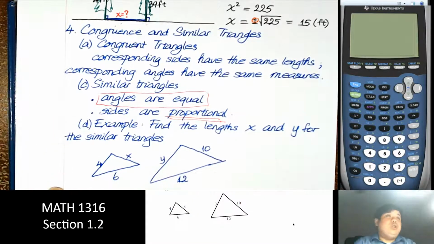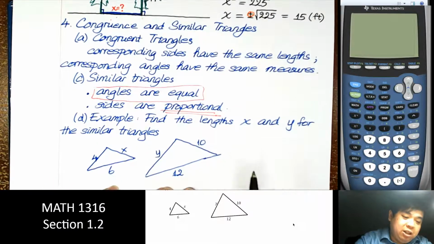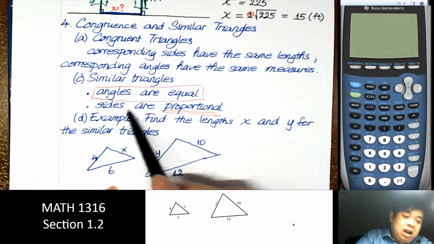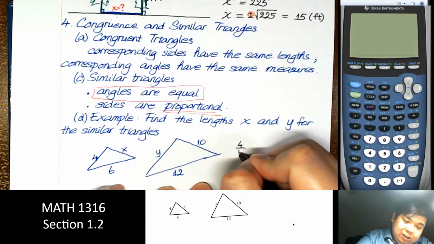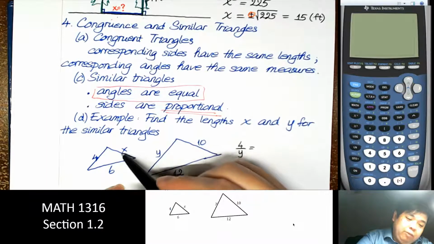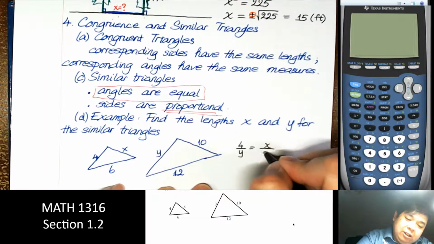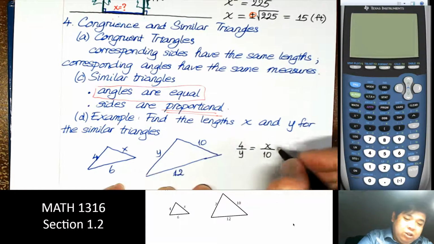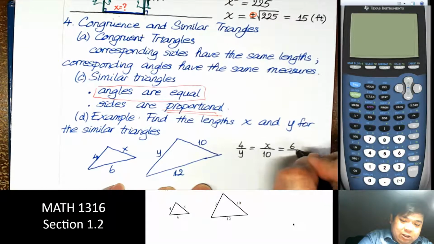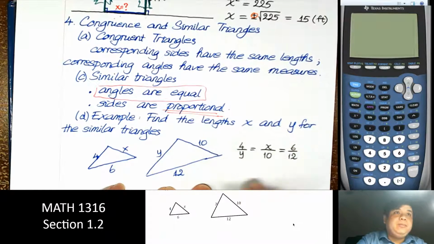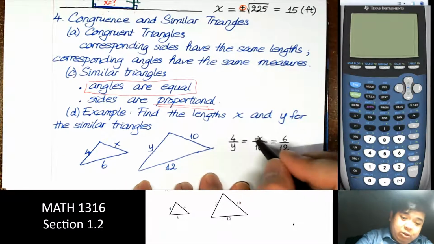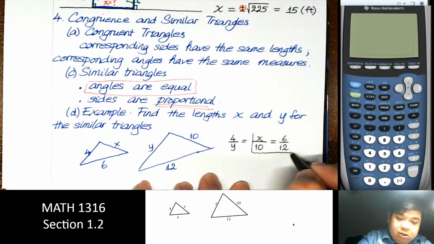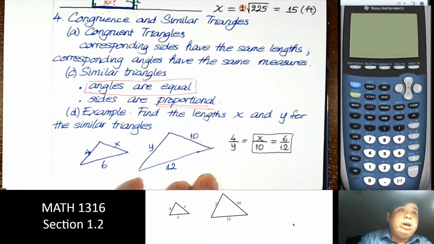Right. So assume that these two triangles are similar, then the sides are proportional, meaning 4 over y is equal to x over 10, equal to 6 over 12. Right. That's simple enough, right? Now what we do is, let's say we just take this ratio. Suddenly we can solve for x.